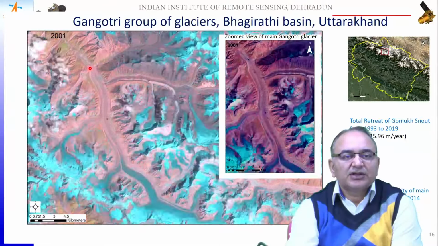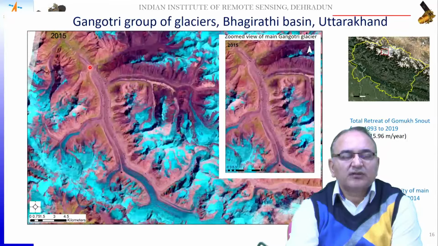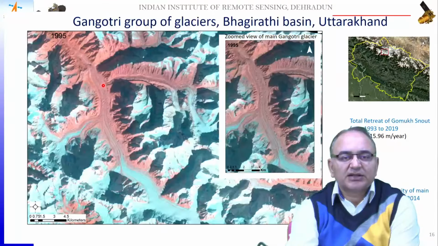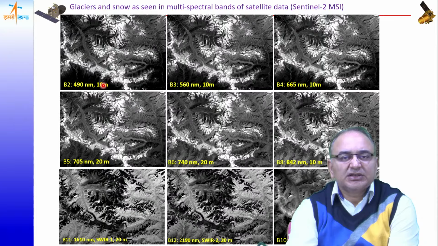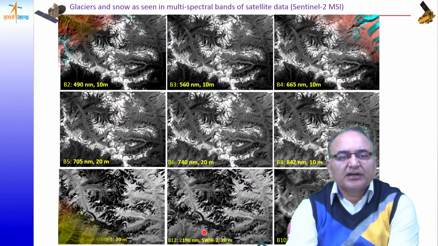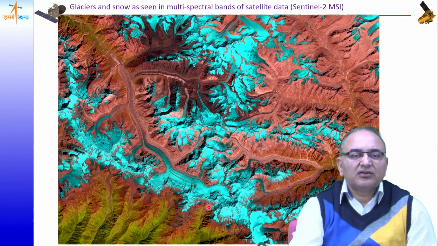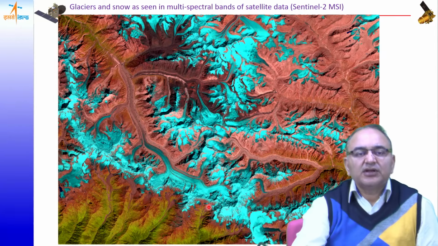And here what you see is the Gomukh, which is the snout from where the liquid water starts, the ice ends. So apart from this one, you can see this in the single bands, for example in the visible green, red, NIR, and in the SWIR band. And then if you make the FCC, this is how our headwater catchment of Ganga river will look like.